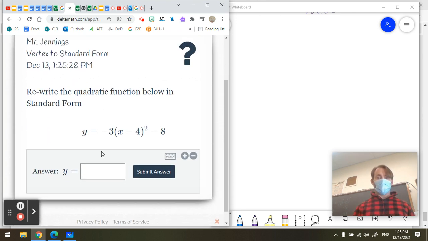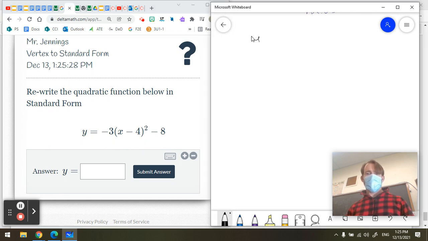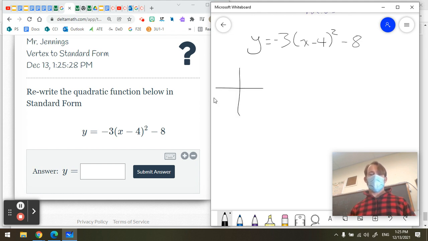Then vertex to standard form. Here, we want to do what we were practicing earlier today, and I think we did an example almost exactly like this one. Where if I have y is equal to -3 multiplied by (x minus 4) all squared, minus 8, I want to be able to express that in standard form. I mean, I could sketch it, and I could guess what it is in standard form. It's going to be a vertex here at (4, -8). It opens downwards, and it's got a stretch factor of 3, so it's going to be something like that. And that's what I just know from looking at the vertex form. But I want to expand that into standard form.